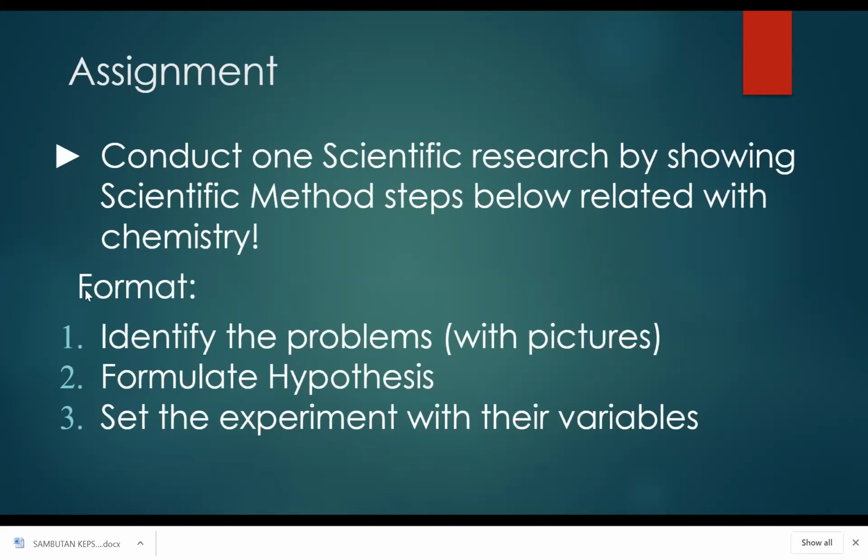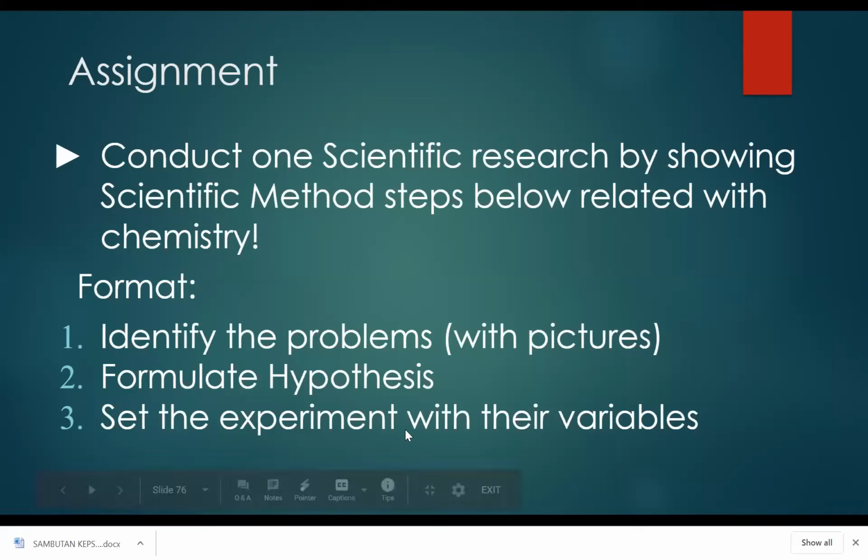And what you're going to do, you're going to follow this format. First, you're going to identify the problem. What is the problem? You can explain your problem using pictures. Yeah, using pictures, or you write under the picture an explanation about the picture related with the problem. And after that, you're going to formulate the hypothesis for your problem. You're going to solve that problem, so formulate your hypothesis.